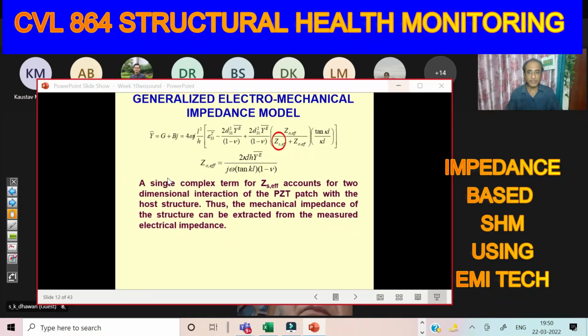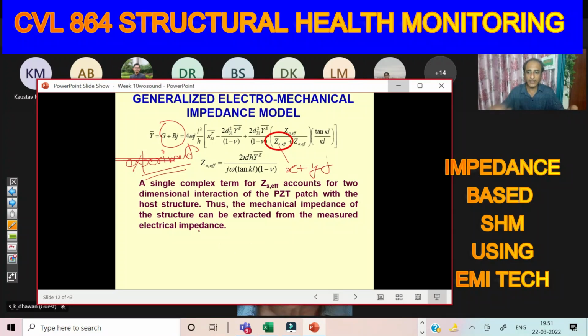Yes, so impedance-based identification means that all we have to do is just find out from the experiment. We obtain G and B. This is from the experiment. And from the analysis you find out the values, the real and imaginary parts of the mechanical impedance of the structure. Then plot it.